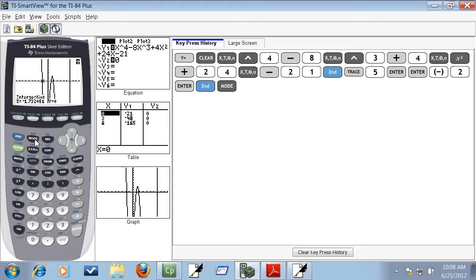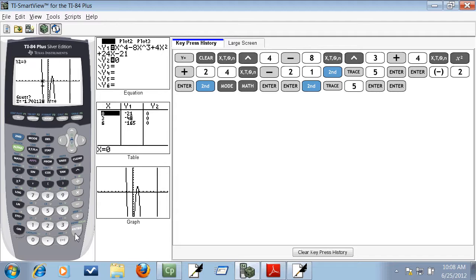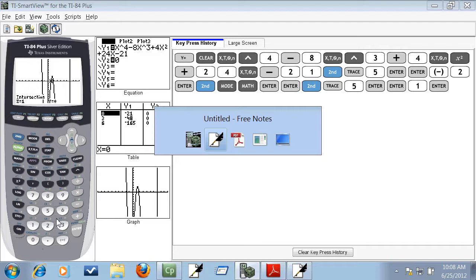If I did second mode, math, enter. Let's see. Nope. Then second trace, and I'll choose intersect. And I'll do enter on first curve, enter on second curve. Again, we're looking for where it crosses the x-axis. Looks like 1. So I'll put 1 in for the guess. Yep, that's one of our answers. Let me go sketch that, jot that down.